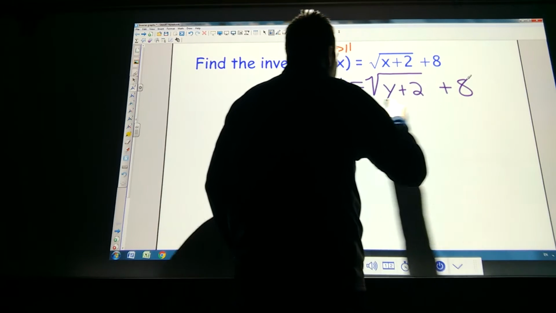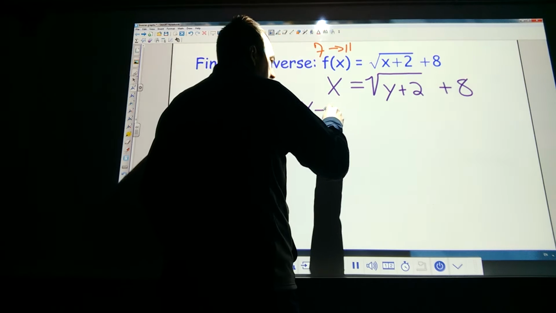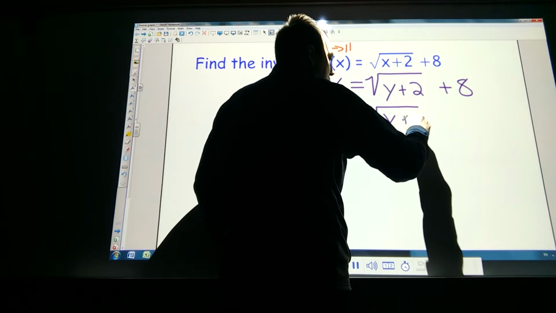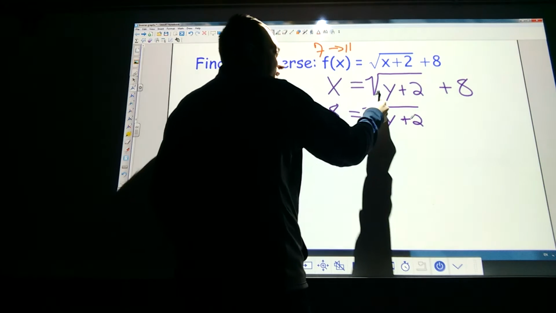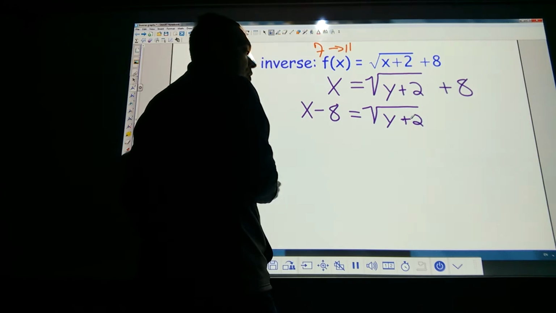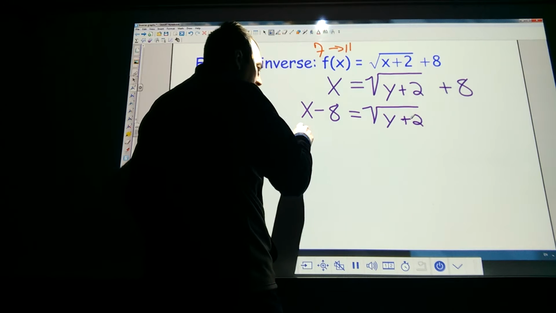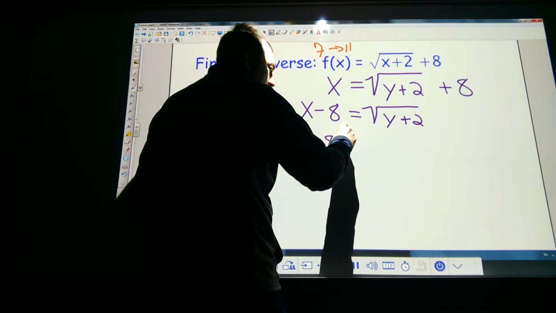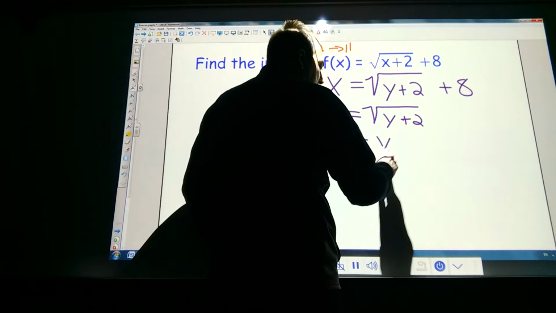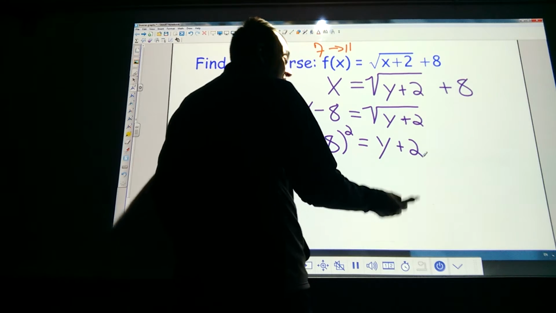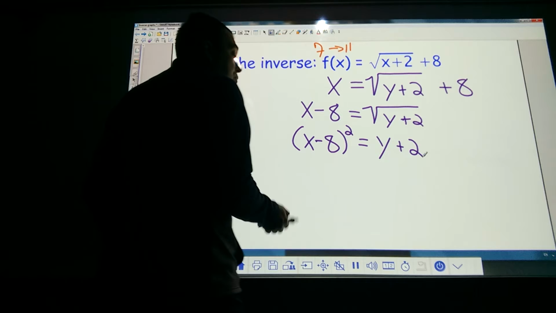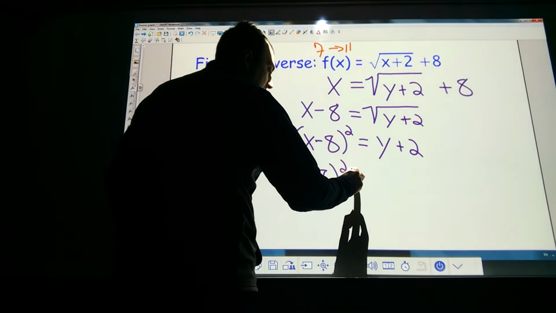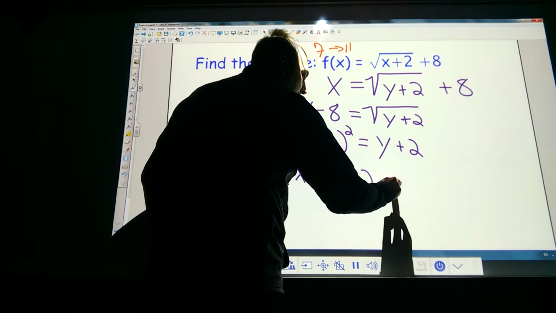Subtract 8 from both sides. X minus 8 equals square root of y plus 2. Next, I need to get rid of the square root, so I'm going to square both sides. So this side is going to be x minus 8 squared equals y plus 2. And then lastly, I need to get rid of this positive 2, so I'm going to subtract 2. X minus 8 squared minus 2 equals y.